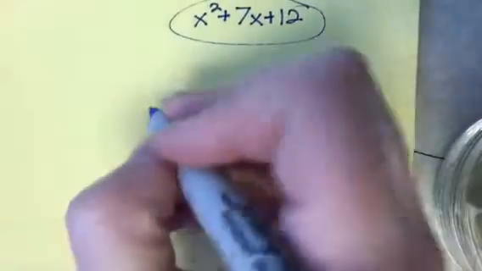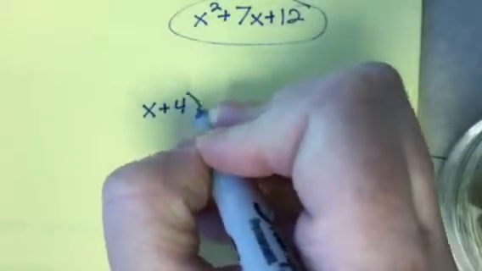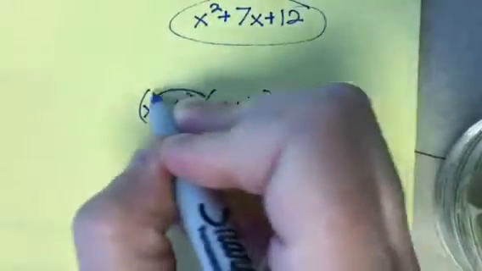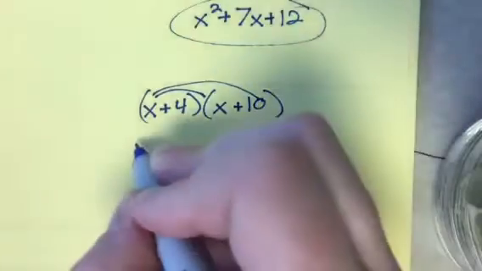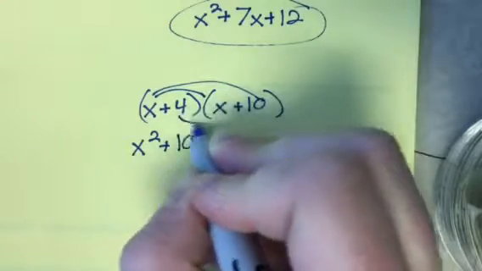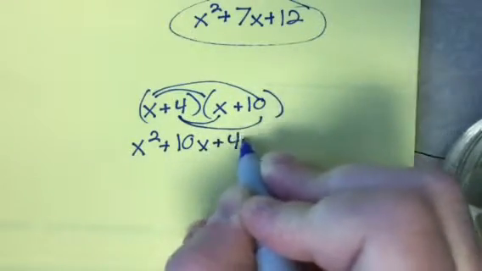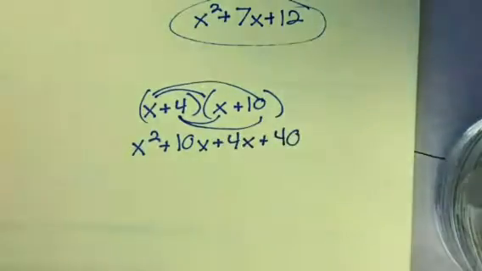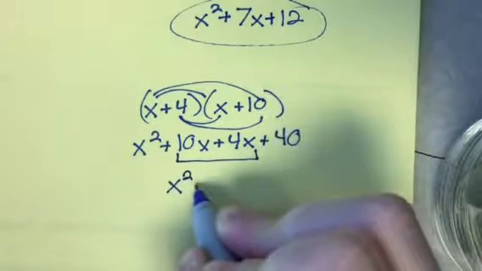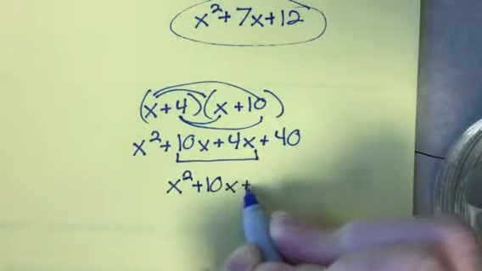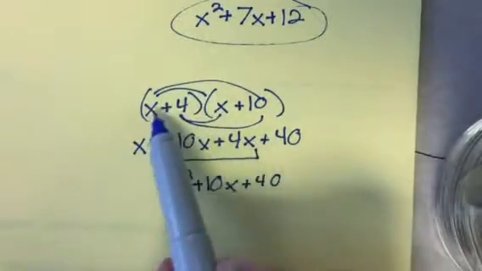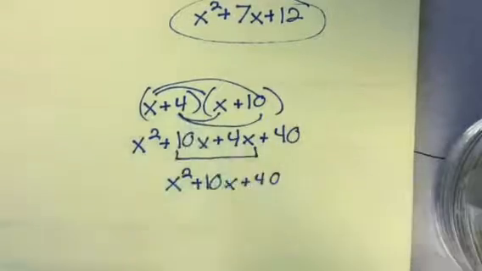Let's try another one. If I have x plus 4 times x plus 10, I start by distributing the x to both of those in the other set of parentheses, so that gives me x squared plus x times 10 is 10x. And then do the same with the 4, plus 4x plus 40. I see, is there anything that can be simplified or combined together? These two could. So my final answer would be x squared plus 14x plus 40. So again, I like to think of it as I just do a lot of distributing, that whatever I have here has to go to both terms here and the same here.